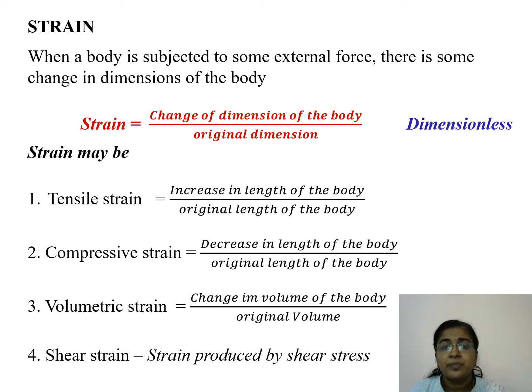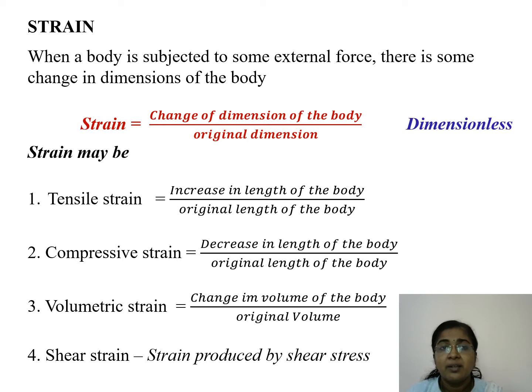Coming on to strain, when a force is applied on a body, it will have a tendency to deform. Due to this deformation, there will be a change in dimension of the body. Strain is a measure of change in dimension of the body with respect to the original dimension. That is, strain is defined as the ratio of change in dimension of the body to the original dimension. Since both numerator and denominator are of the same units, it is a dimensionless quantity. The strain may be tensile strain, compressive strain, volumetric strain, or shear strain. We can see them one by one.